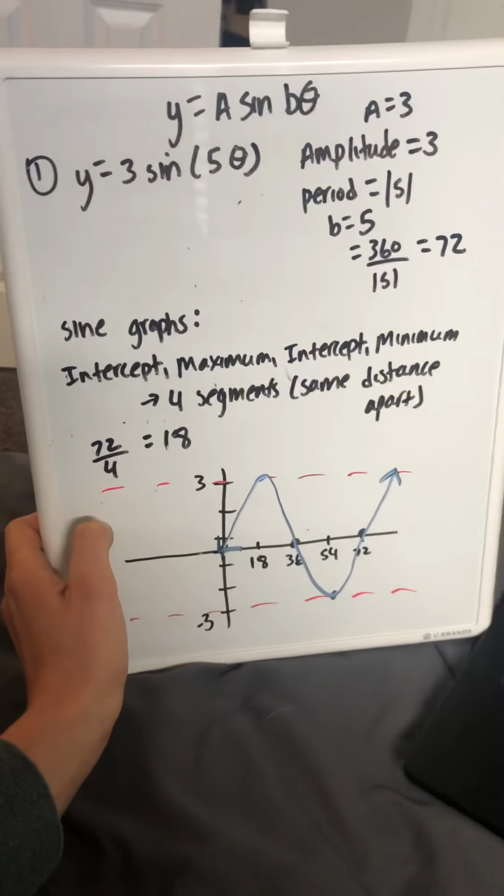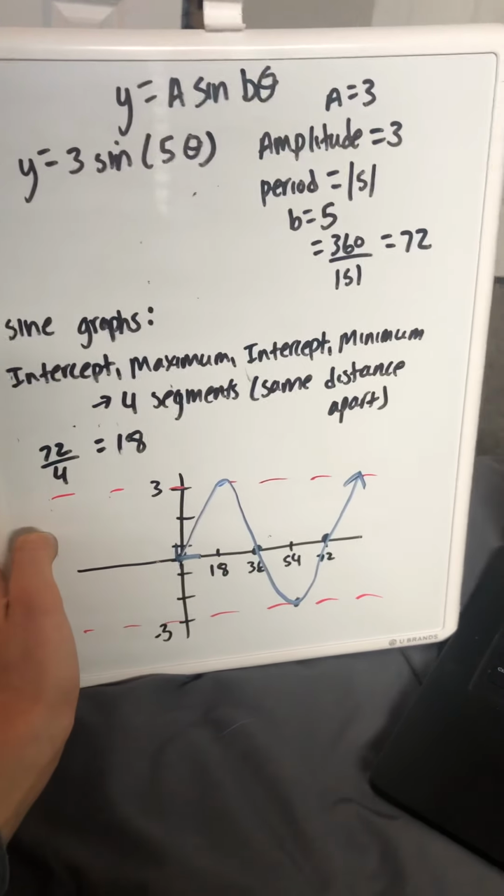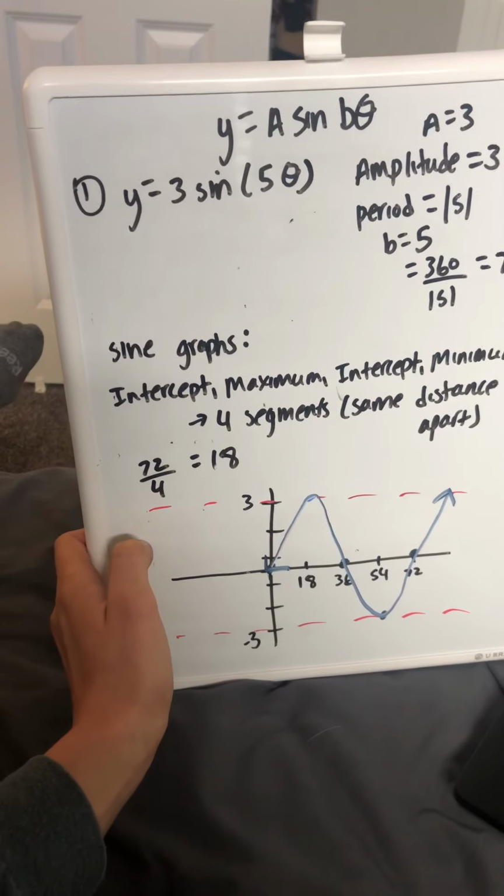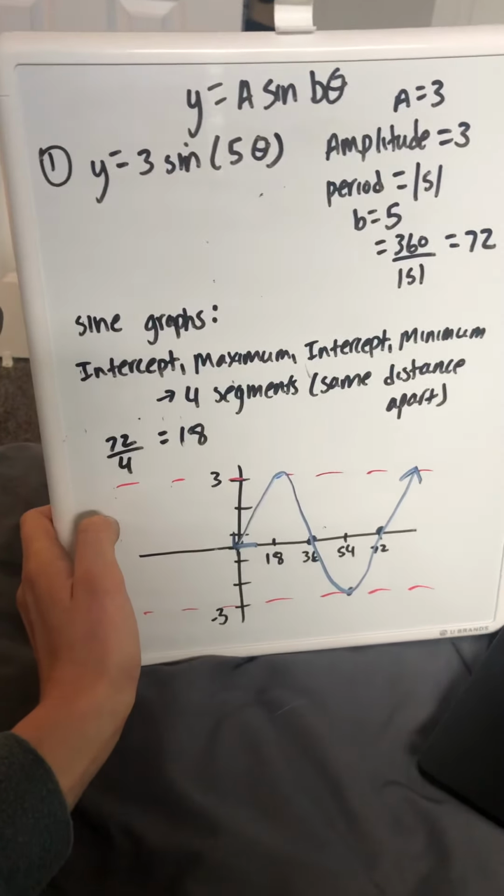So this is for your basic sine graph. We will add in later the phase shift and vertical shift, but for now we're just dealing with the amplitude and period.